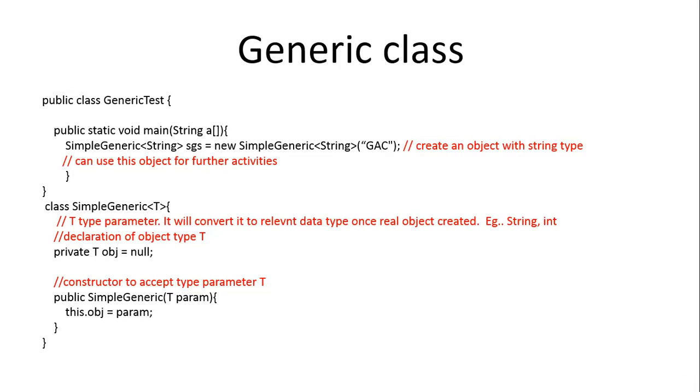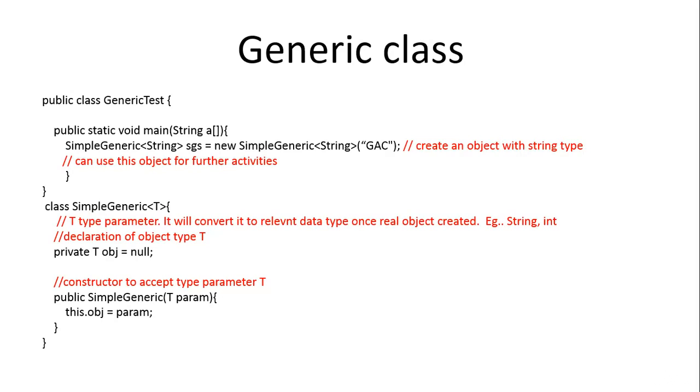This is a demonstration about generic class. We have public class GenericTest, and inside that we have the main method, and other than the GenericTest class we have another class called SimpleGeneric. Here the T is the type parameter. It will convert to any relevant data type once the real object is created. So T can be string or int, something like that.